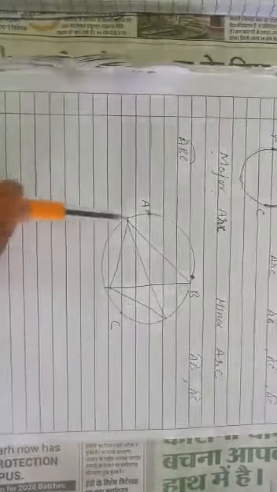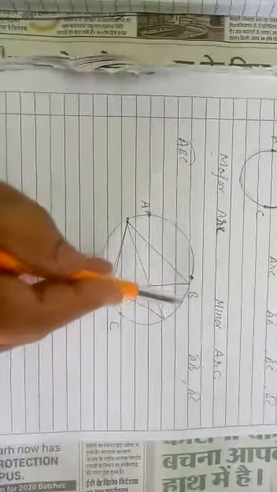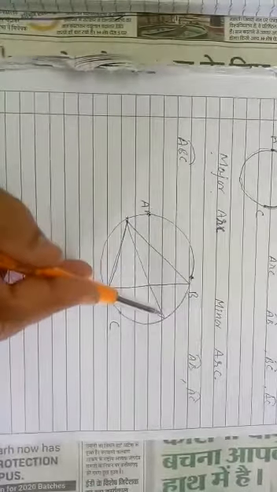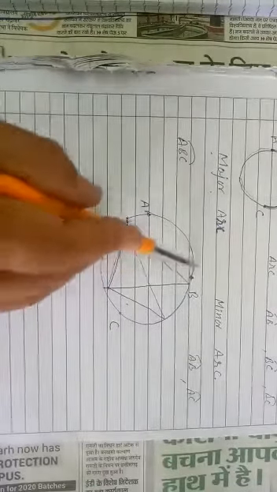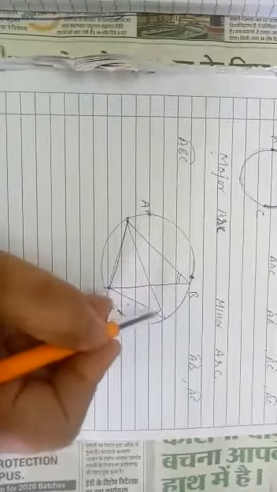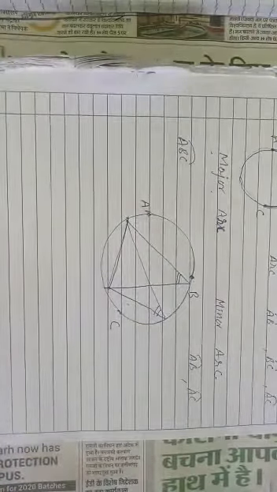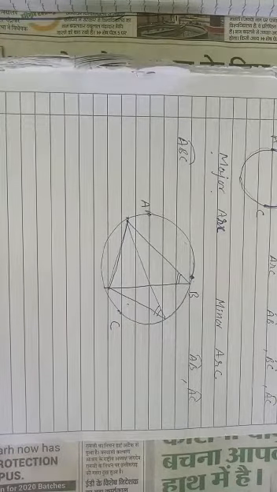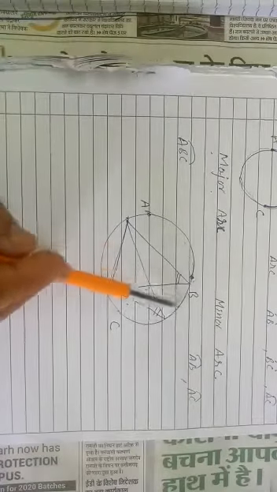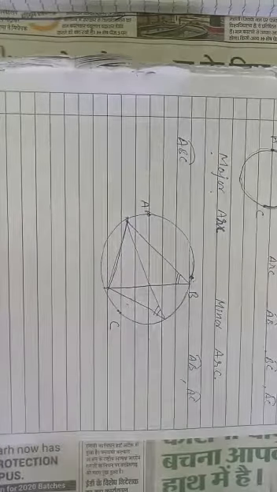Now the next: if in the same base two angles are on the same arc, from B and C you can see two angles are there, then these two angles are equal. The reason is angles inscribed in the same arc of a circle are equal. Angles inscribed in the same arc of a circle are equal.